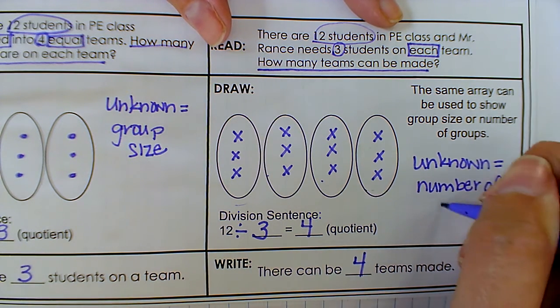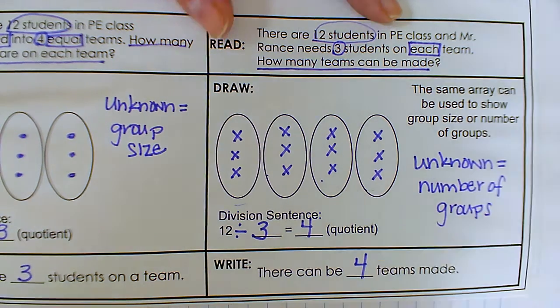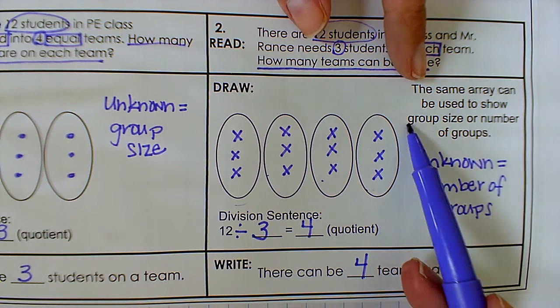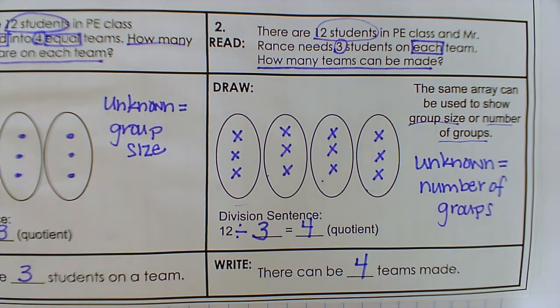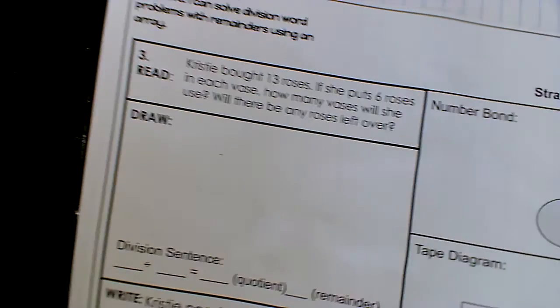So it's important to us to understand what I am dividing to figure out. So here it just says the same array can be used to show group size or number of groups, and we did it both ways. So reading my problem carefully is important, fourth graders. So let's flip over to that second page of our notes.